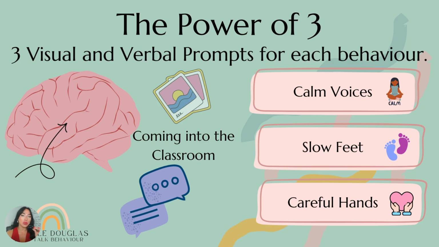By using visual and verbal information, we can break the information down into little chunks and we can help the children process that information and remember it better. This is just a little example that we have used the power of 3, and this is for coming into the classroom, calmly coming into the classroom. So we use calm voices, slow feet and careful hands. When we teach this within our classrooms, we use visual cards and or actions.